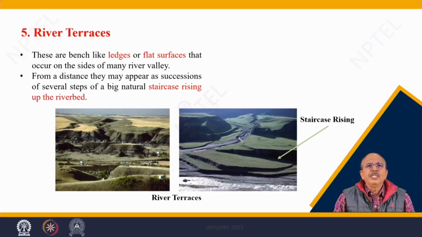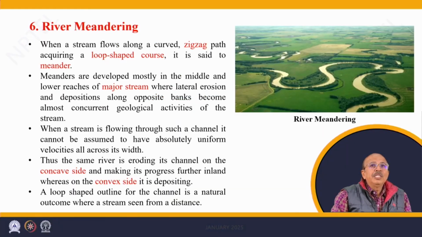Next is the river terraces. These are the bench-like ledges or flat surfaces that occur on the sides of many river valleys. From a distance, they may appear as a succession of several steps of a big natural staircase rising up the river bed.